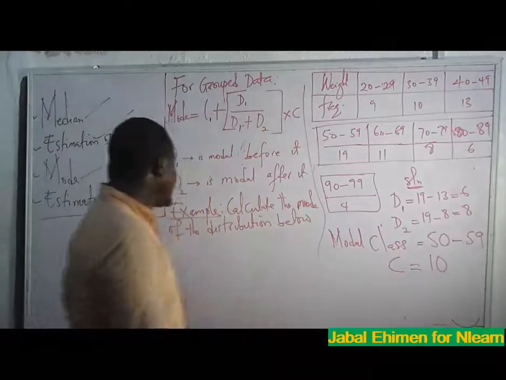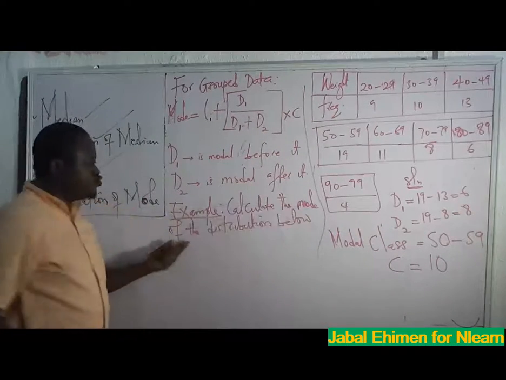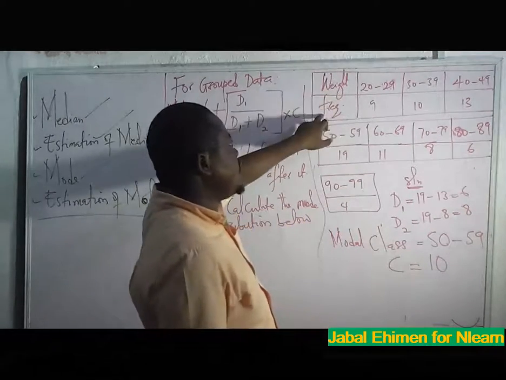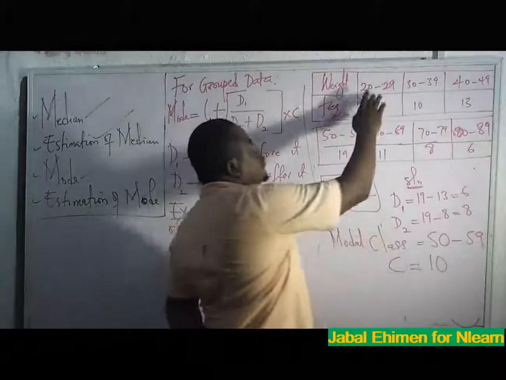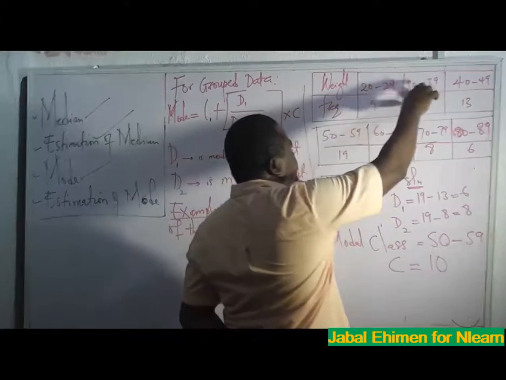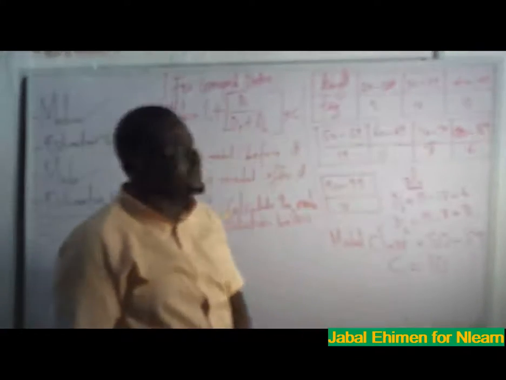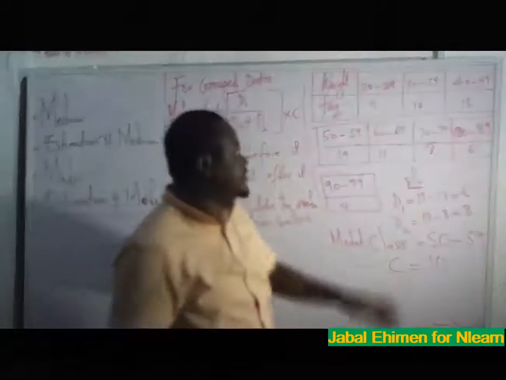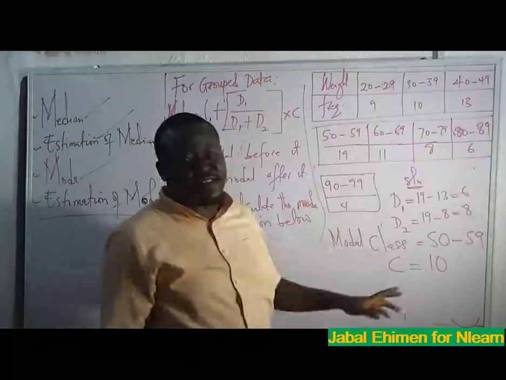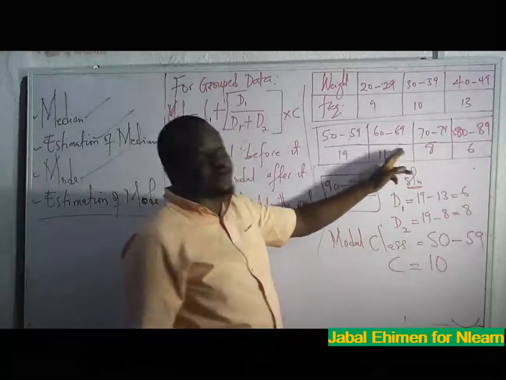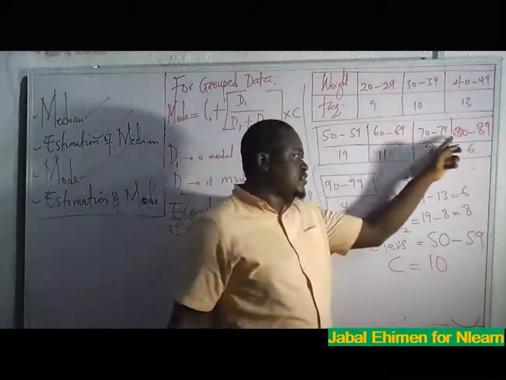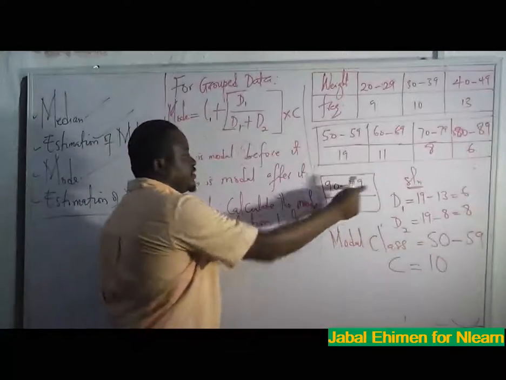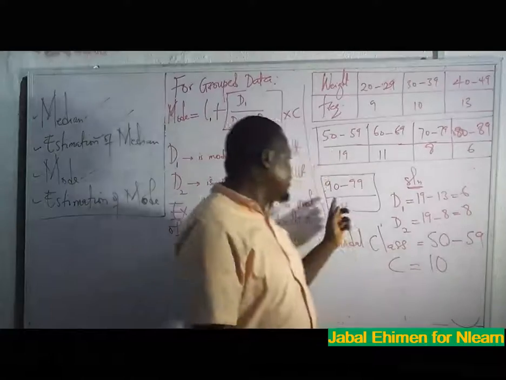Now we have a question. Our question is simple. It says calculate the mode of the distribution below. The distribution is a little bit long. You have weight in kilogram and frequency. For 20-29, that's the range, the frequency is 9. The range 30-39 has frequency 10, 40-49 has frequency 13. 50-59 has frequency 19, 60-69 has frequency 11. 70-79 has frequency 8, 80-89 has frequency 6, and 90-99 has frequency 4.